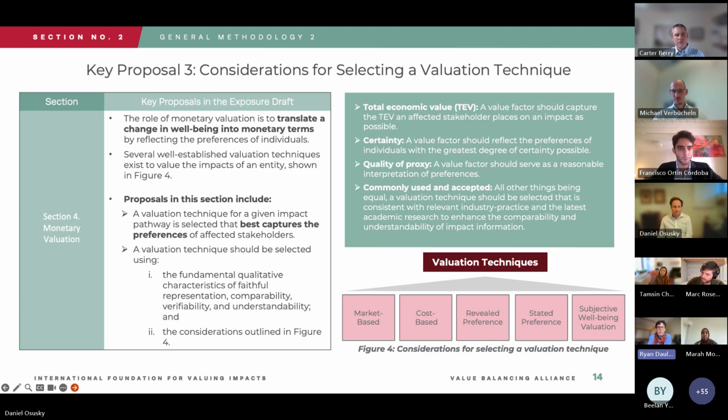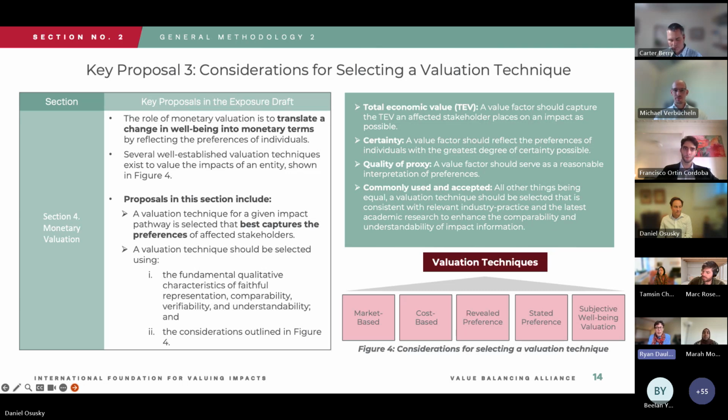And two, a technique should be selected using the fundamental qualitative characteristics of first, faithful representation, and then in cases of deciding between different techniques, comparability, verifiability, and understandability, as well as all of the considerations in the green box. So these are additional considerations that should be reflected upon when deciding on evaluation technique.